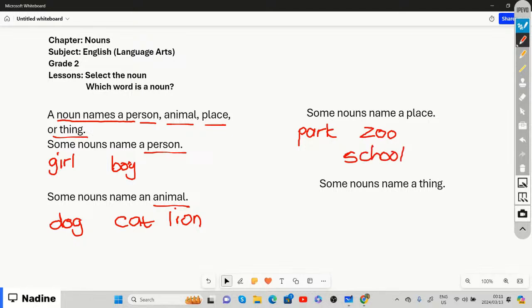Then some of the nouns name things, right? And if they name things, it can be things like I'm playing with my cars or with my dolls, or I'm wearing my favorite hat or my favorite jacket, for example. So those are things, right? And we said nouns name a person, an animal, a place, or a thing.